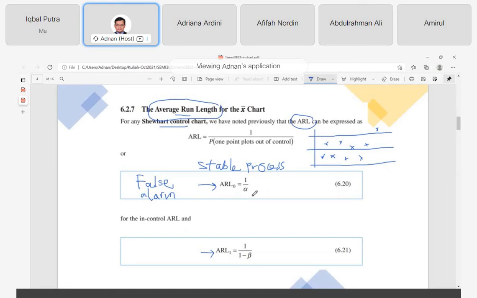Okay, so if we have, for example, this is number 1, this is number 2, number 3, number 4, number 5, number 6, number 7, number 8, number 9. Let's say this number 9 is the trigger. But actually ARL for a stable process is going to be very long.